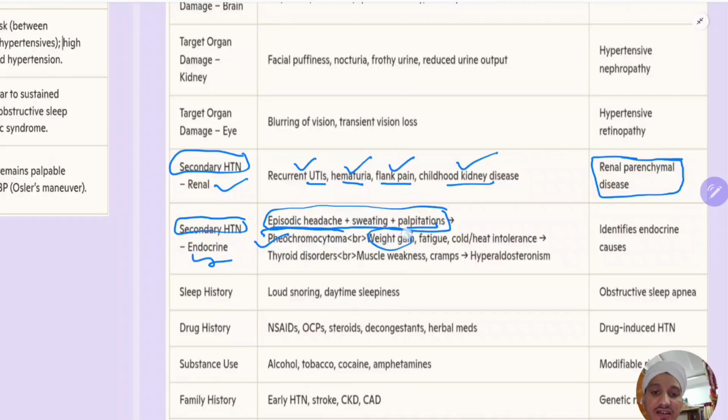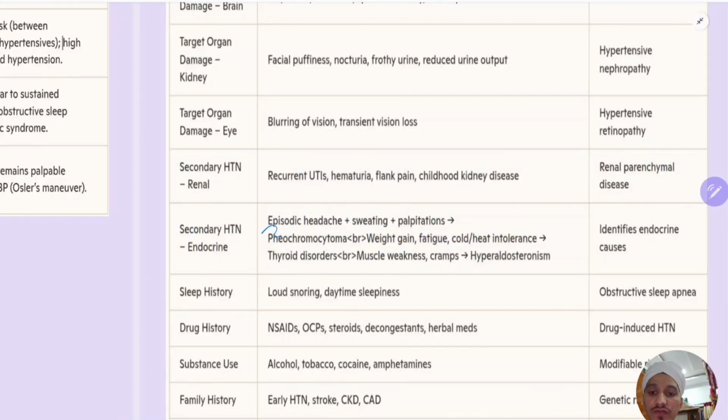If the patient has weight gain, fatigue, cold or heat intolerance, then he may have hyper or hypothyroidism. This was not discussed in the etiology of secondary hypertension, so you should keep this also in mind. But also bear in mind that Cushing's syndrome patients also initially present with weight gain. But thyroid is more common than Cushing's syndrome. Then if the patient has a history of muscle weakness or cramps, that suggests hyperaldosteronism, nothing but Conn's syndrome. So that's how you rule out all these things. For pheochromocytoma, the triad. For thyroid disorders and hyperaldosteronism, these three endocrine disorders you should remember.